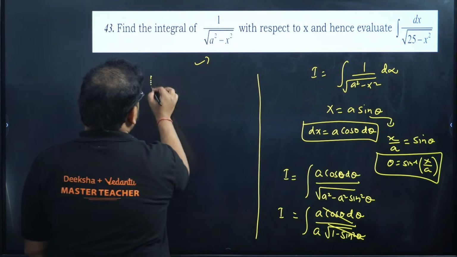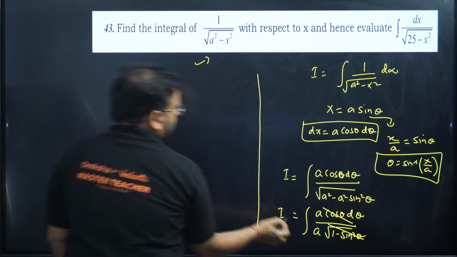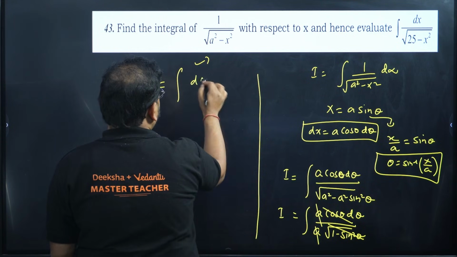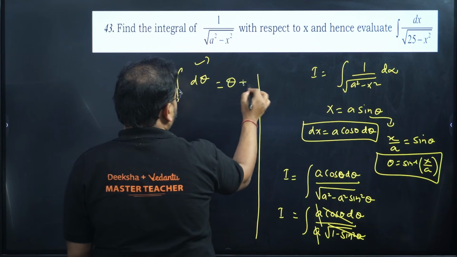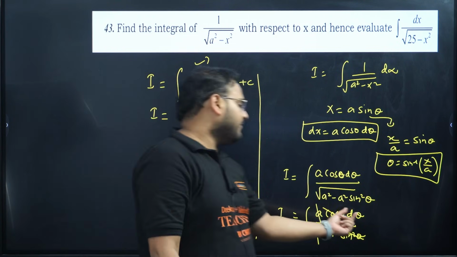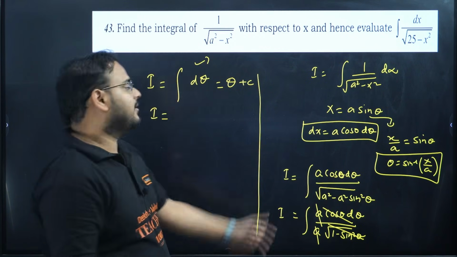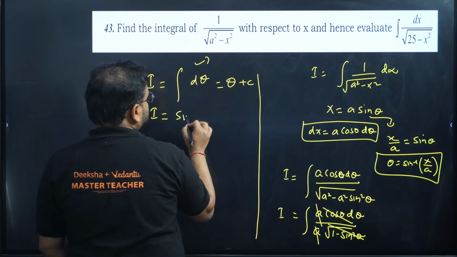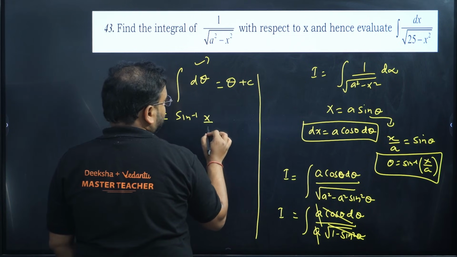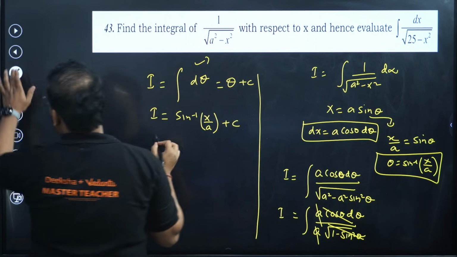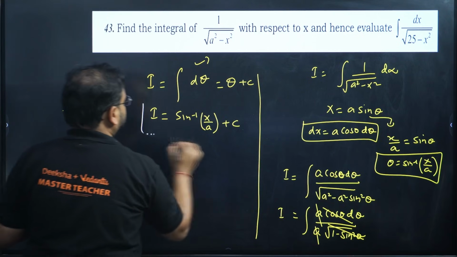Check here. So the value of I becomes a cos theta d theta over a cos theta, and a also cancelled. Simply integration of d theta. What is the answer? Theta plus c. Correct now? We had only d theta left. The integration of d theta is theta plus c. Theta value we got over here: sine inverse of x upon a plus c. That's the proof of this derivation.